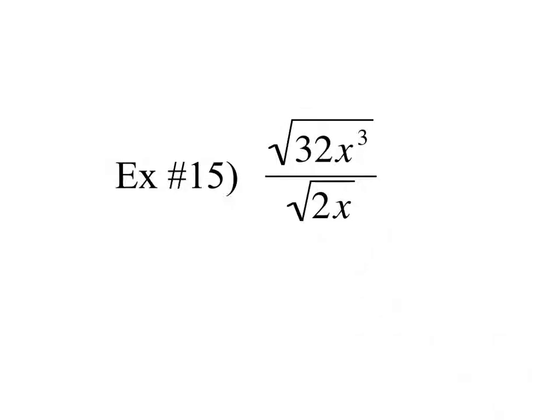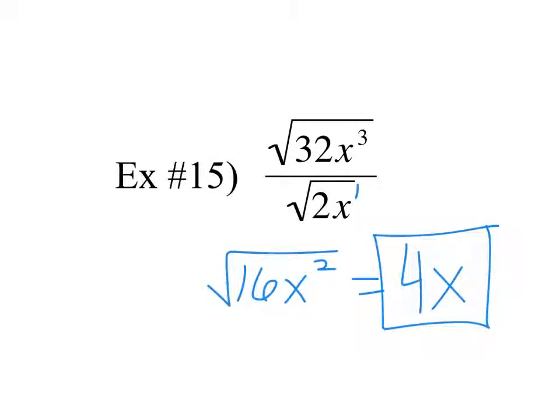15. Yes, and then keep going. Okay, here we go. 32 divided by 2 is 16. And then what's x cubed over x to the 1? It's x squared. We subtract our exponents, right? 3 minus 1 is 2. And then what is the square root of 16x squared? 4x. Good. Samuel, did you get that one?